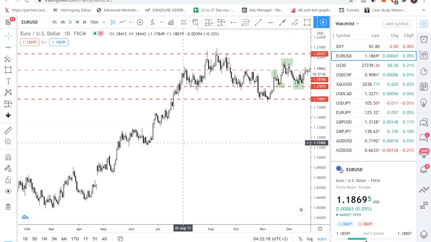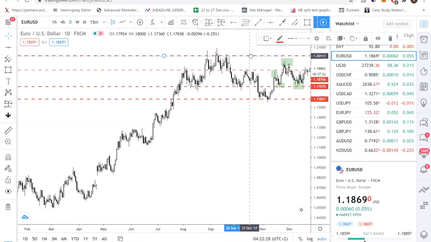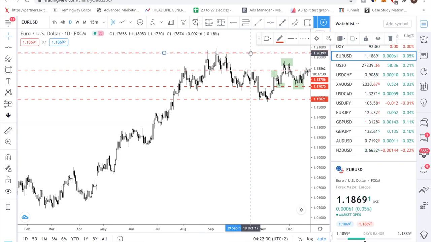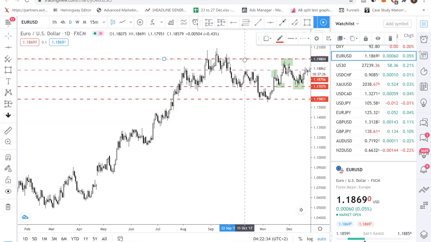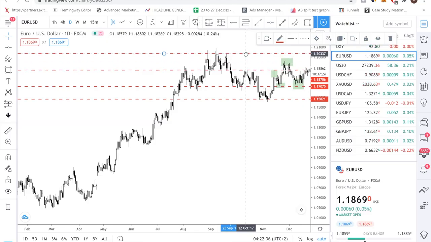Okay, so I've plotted my support and resistance lines. Now, earlier on I mentioned that more than just plotting the lines, I want you to adjust it. Adjust the line such that it touches the most number of candles. So in my case, I'm going to do it something like this.